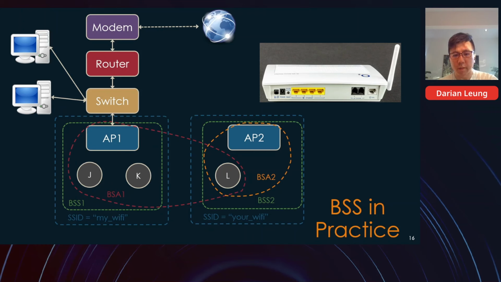And with AP1, it's connected to a network switch so that wired and wireless devices can form a single LAN. And there's also a router to handle internet connections. Basically, if you buy an all-in-one router, it'll typically include an AP, switch, router, and even a modem.